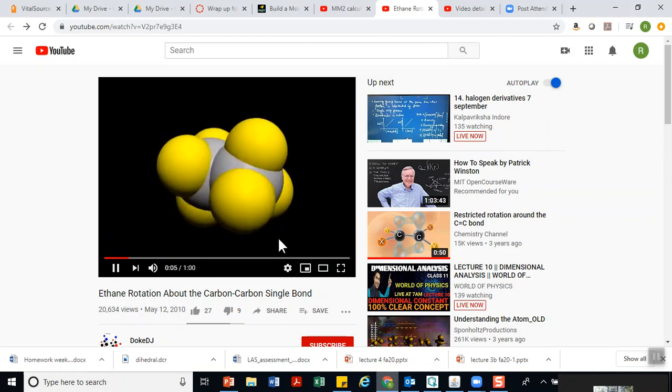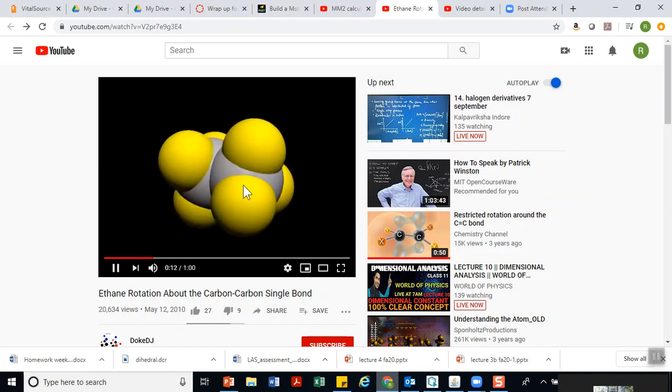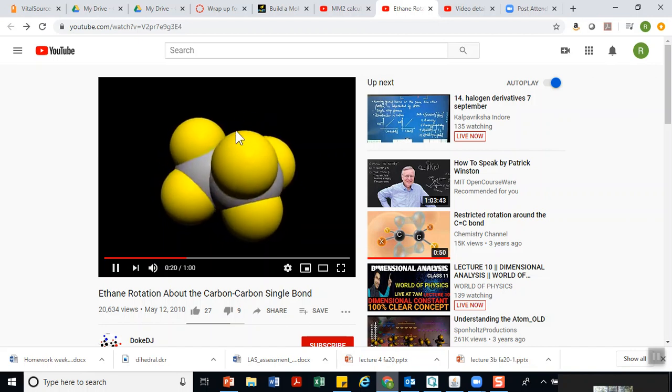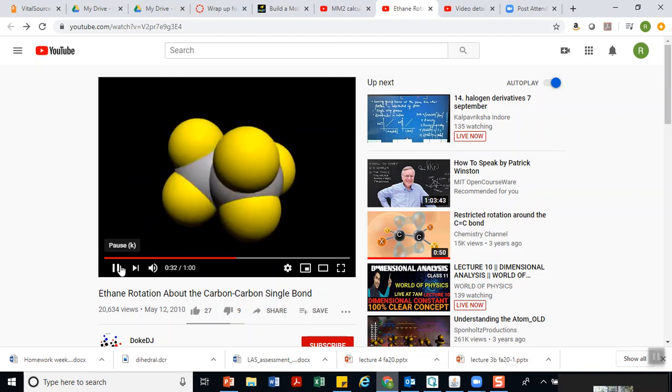ethane molecule. And you can see as it moves, as it wobbles back and forth here, that it's spending most of its time in this staggered conformation, in this area of the staggered conformation. And then it really just tries to skip by the eclipsed conformation. And so we can explain that behavior through talking about energy.